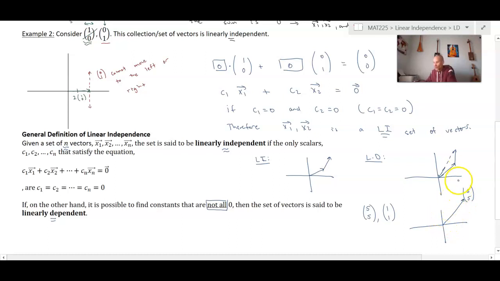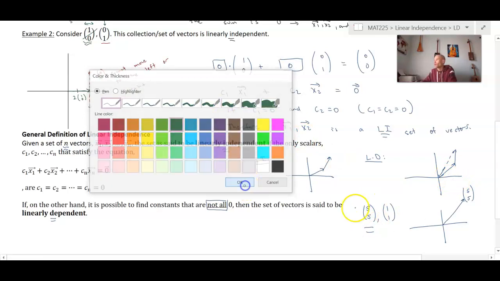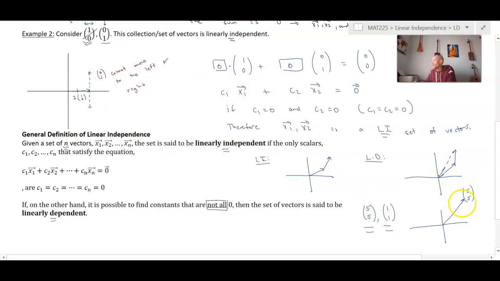So what I could then do from there, to get back to the origin, is take -5 times the 1, 1 vector. We see that if we take one multiple of the 5, 5 vector away from the origin, but then add -5 of the 1, 1 vector, we get the 0 vector. And you can see that's another way for just 2 vectors to be linearly dependent.